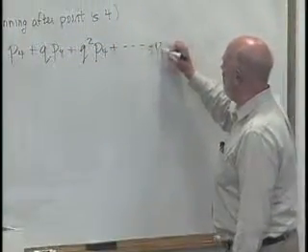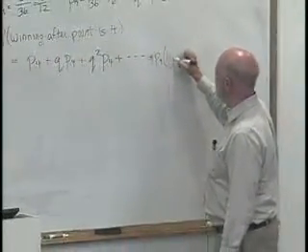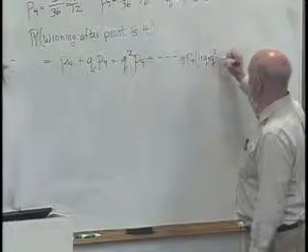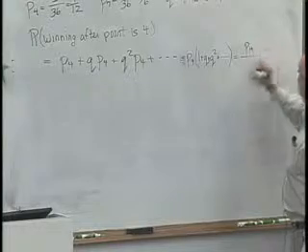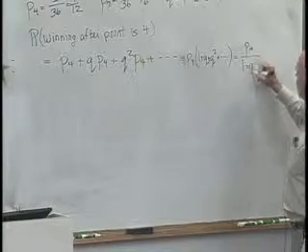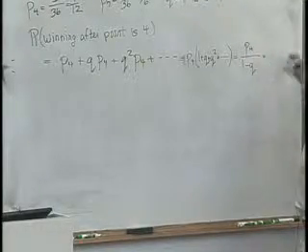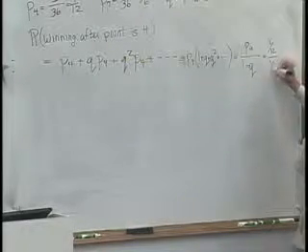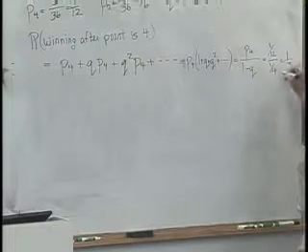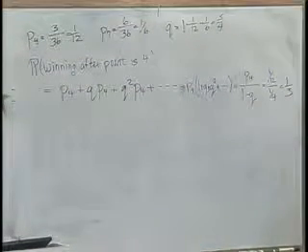It's P4 times (1 plus Q plus Q squared plus dot, dot, dot). This is P4 over 1 minus Q. P4 is equal to 1/12. 1 minus Q is equal to 1/4. And the answer is 1/3.